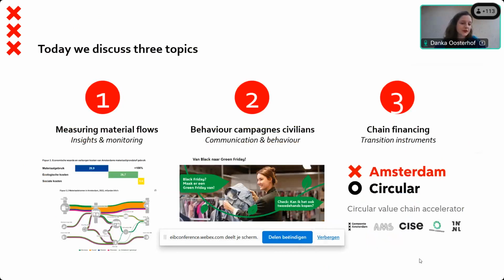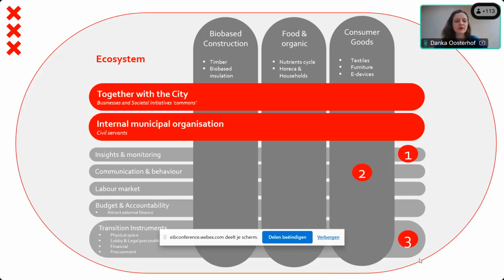One is measuring our material flows. Two, the behavioral campaigns that we do for our citizens. And the final one, the chain financing. These are positioned here. So the first is more on insights and monitoring all across the 3 value chains.